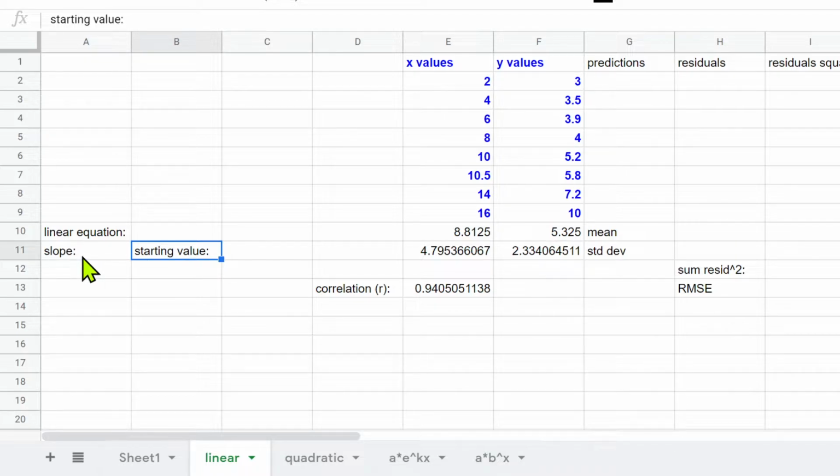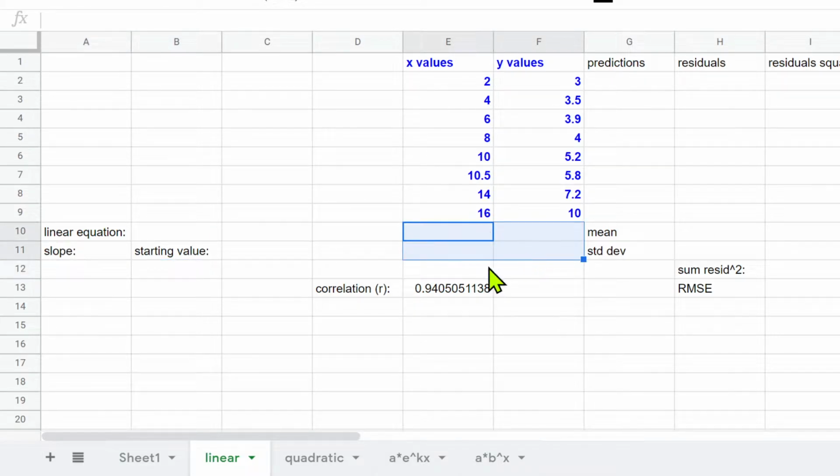Now, when producing a linear equation that models a scatter plot, which is called a regression, to produce this equation, we need to know the mean and the standard deviation of the x values and the y values. I've already calculated them here, but let's pretend I haven't already done that. How do you do it?